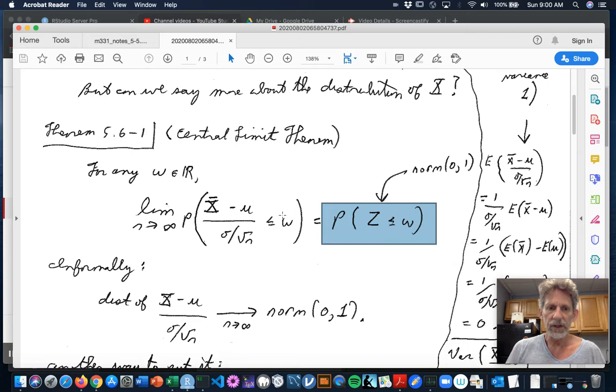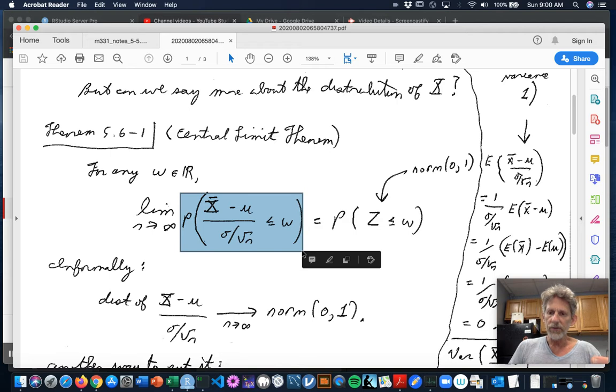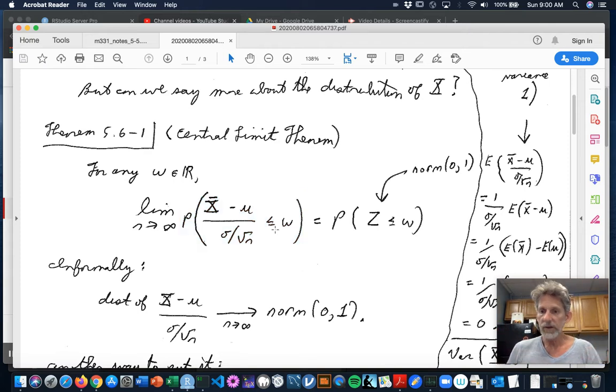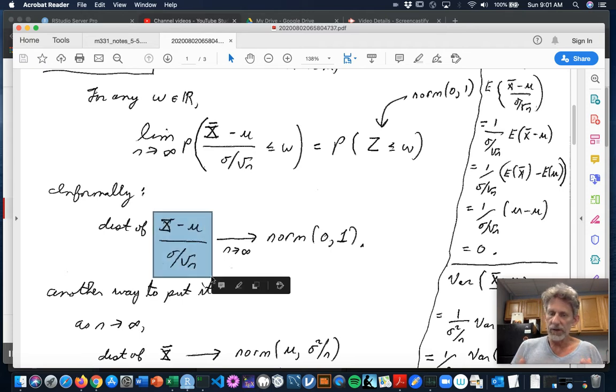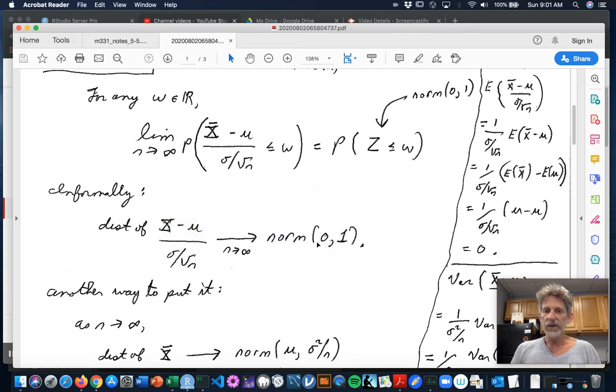So what this theorem is really saying is that in the limit, the CDF for x bar minus its mean over its standard deviation is the same as the CDF for the standard normal. So they're saying informally that x bar minus its mean over its standard deviation gets closer and closer to standard normal. I've got another typo there. That should be an x bar. Fix that. Okay.